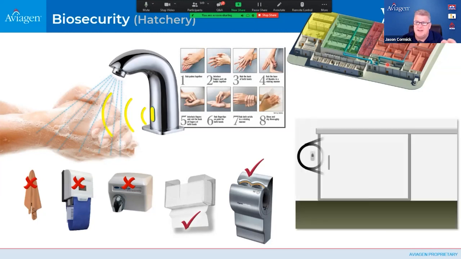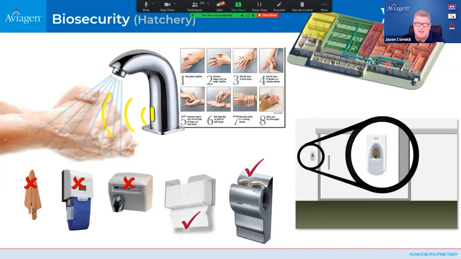Every door in the hatchery should have a hand sanitizer. It's one of those things when I was doing quality assurance, every time I saw one of those, I would press it, just to make sure that they're still working.